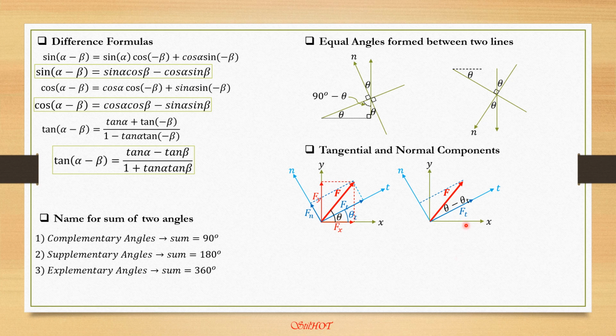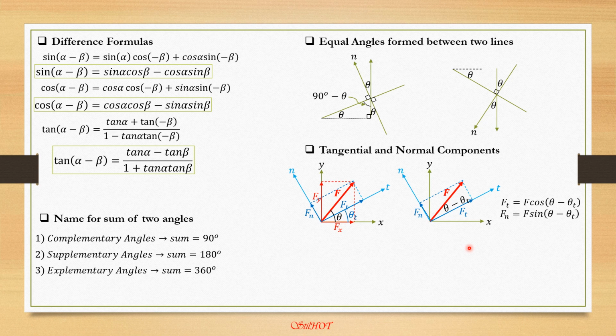Then this is the tangential component Ft, and that's the normal component Fn. So from the figure, F tangential in terms of theta and theta t is magnitude of F times cosine of quantity theta minus theta t. That's the tangential component in terms of theta and theta t. While the normal component, which is opposite to theta minus theta t, is magnitude of F sine of quantity theta minus theta t.